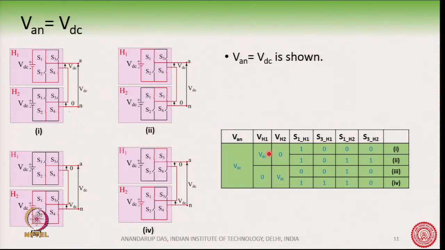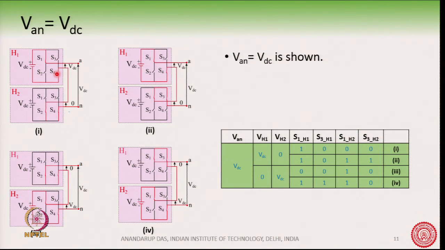Now, for getting VH1 as VDC, we have one switching combination, that is S1 in H1 is 1 and S4 is 1. These are the two switches. If we want to get VDC out of VH1, then we have to turn on this S1 and S4.